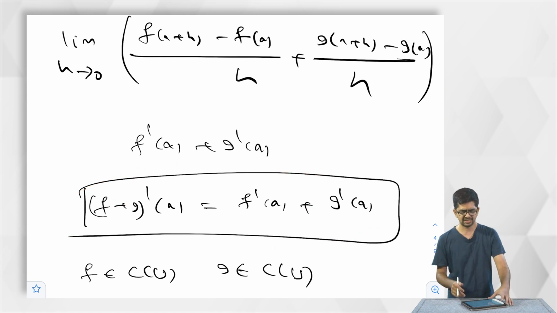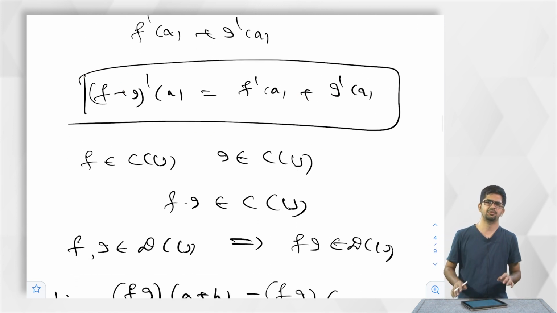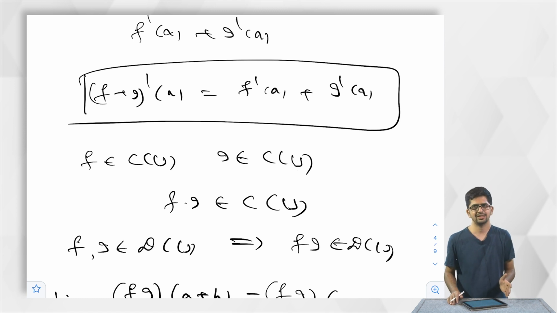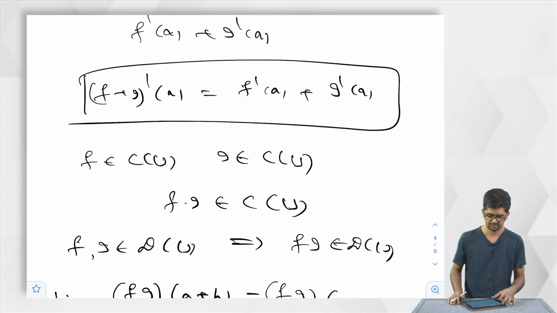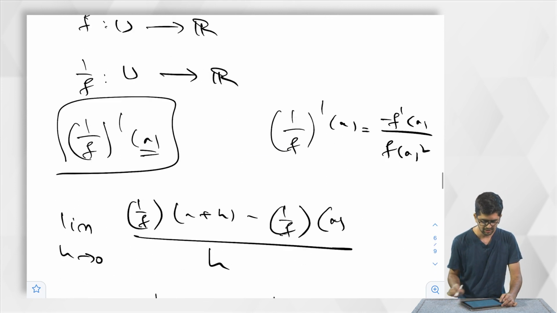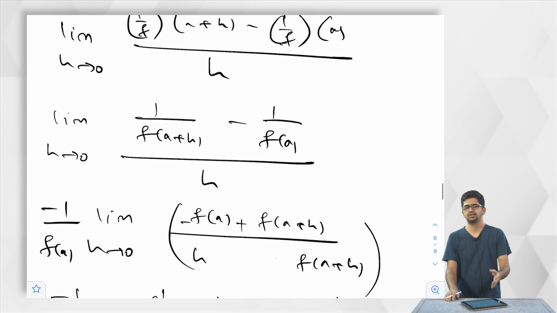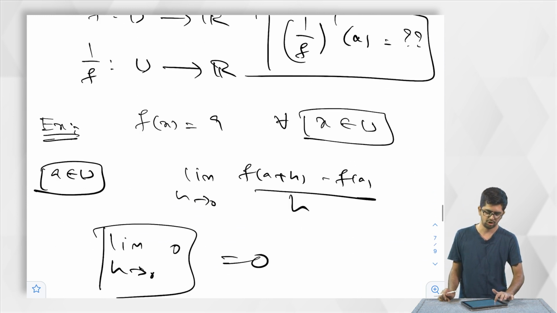Now we will do some examples, and then we will stop the session for this time. In the next session we will see some more properties of differentiable functions. So now we have seen only one example, that is a constant function being a differentiable function.